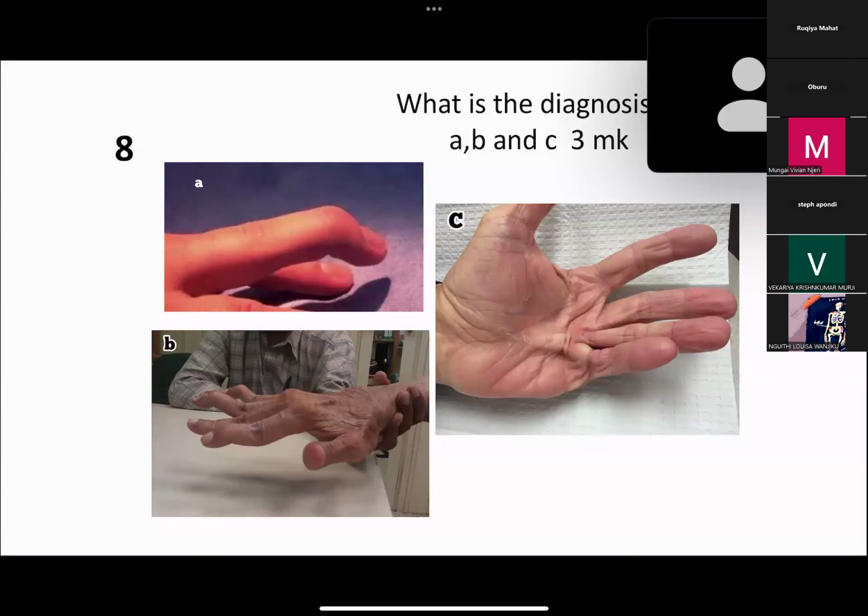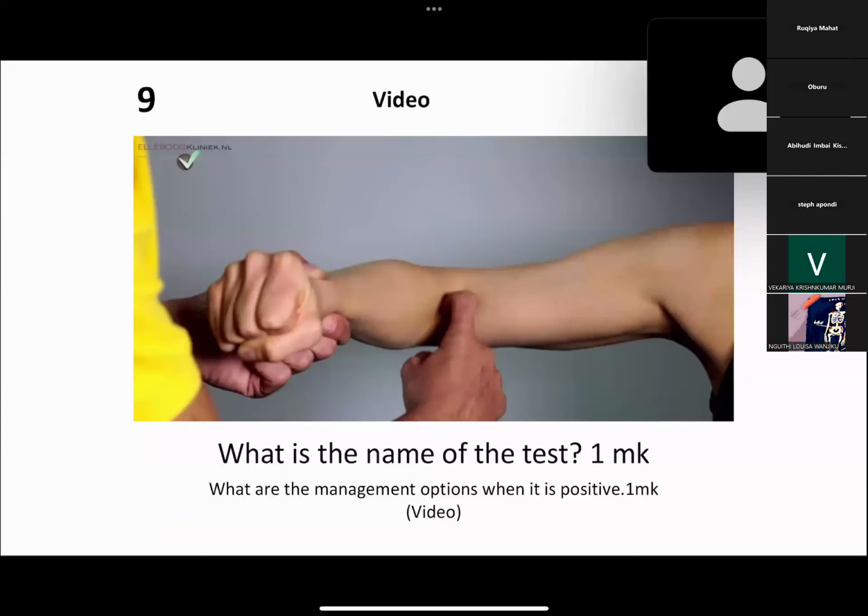Now, somebody was asking questions about this. All of us can agree that number A is mallet finger. We can all agree? Yeah, mallet finger. Number B is? Swan neck. It's a swan neck deformity. Remember, hyperextension of the PIP and a flexion of that. And number C is? Dupuytren's contracture. It's Dupuytren's contracture, okay? Not commonly seen here, very commonly seen in the West, but you may find it here.